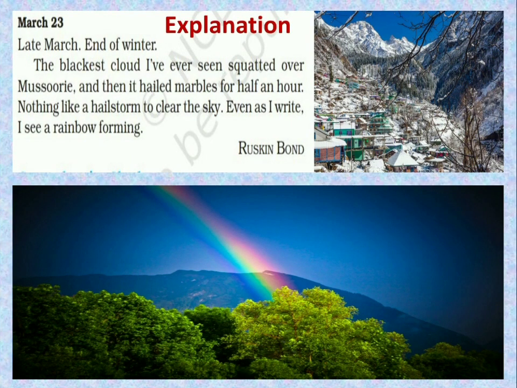Next extract from the writer's diary is on March 23rd, which marked the end of the winter season. The writer saw the blackest and darkest cloud resting over Mussoorie. Then it hailed. The frozen drops looked like marbles. It hailed for 30 minutes. The hailstorm cleared the sky. As the writer was writing his diary, he could see the beautiful rainbow in the sky.